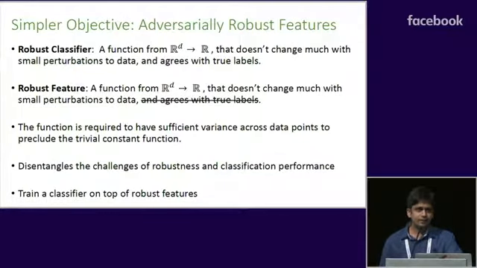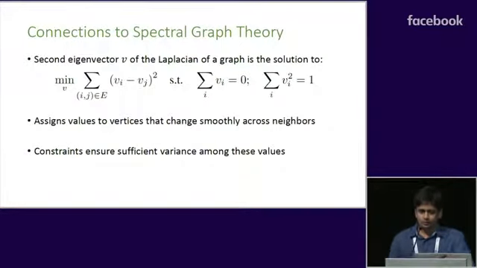Not only can it help us in understanding some of the basic questions about robustness, it may also be useful in coming up with robust classifiers. So the hope is that if we can come up with many such robust features, training a classifier on top of them will yield a robust classifier. Now, how do you come up with robust features?